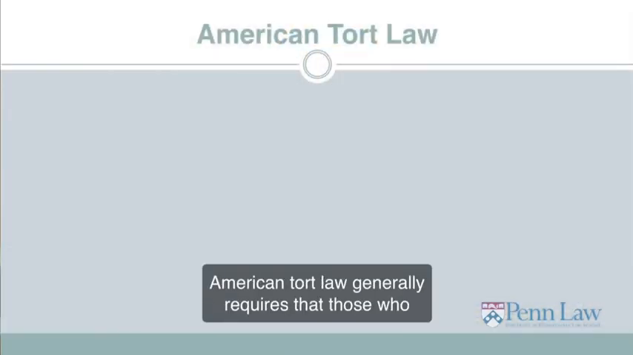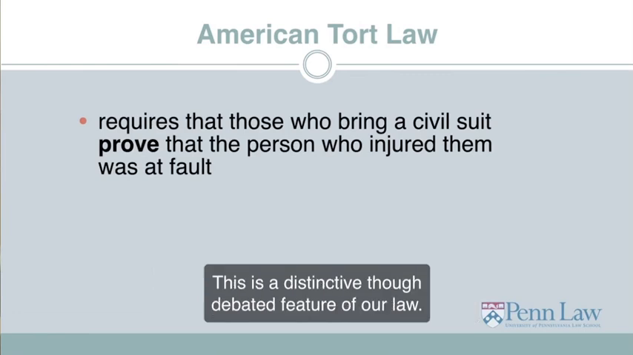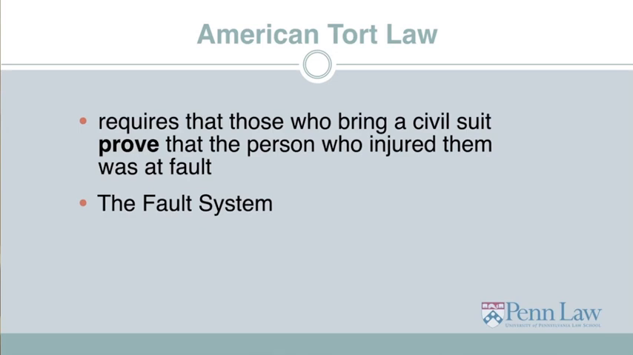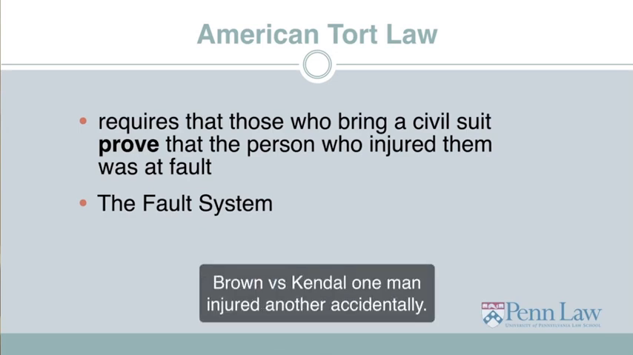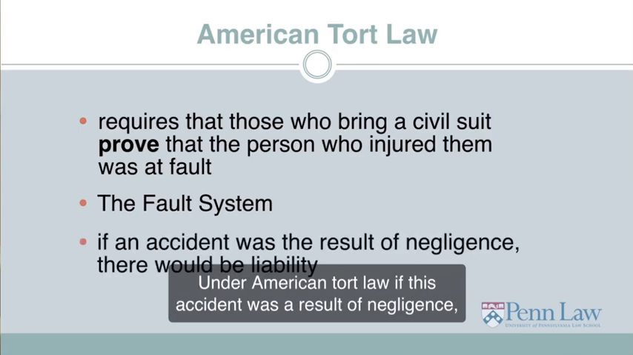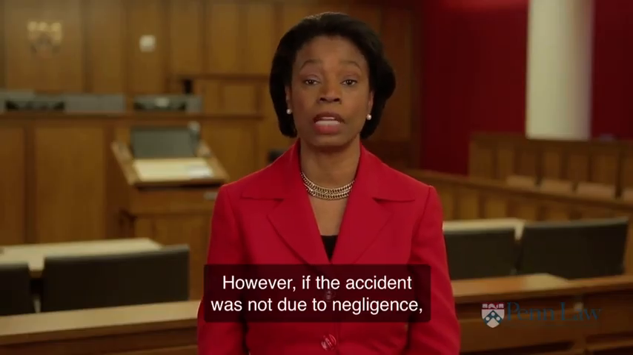American tort law generally requires that those who bring a civil lawsuit prove that the person who injured them was at fault. This is a distinctive, though debated, feature of our law, sometimes referred to as the fault system. In the case of fighting dogs, Brown versus Kendal, one man injured another accidentally. Under American tort law, if this accident was a result of negligence, there would be liability. However, if the accident was not due to negligence, there would not be liability. But what exactly is negligence?